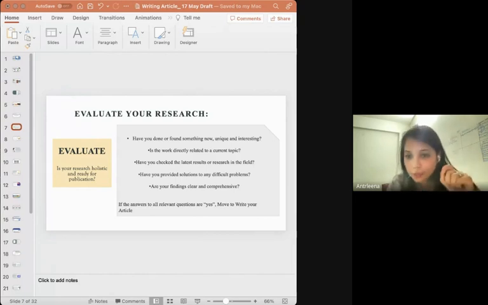Okay, and have you provided a solution to any difficult problems? Does your research make any major contribution? This is also something that you can see to evaluate your research, that you're moving in the right direction. And are your findings clear and comprehensive? Again, very important. Your findings have to be very clear, because an unclear finding doesn't work, especially if you're trying to publish in UGC CARE listed journals or Scopus indexed journals, primarily Scopus indexed journals. Dr. Mobu was talking about it, that if you want to publish, Scopus index is, especially in humanities, one of the best areas.